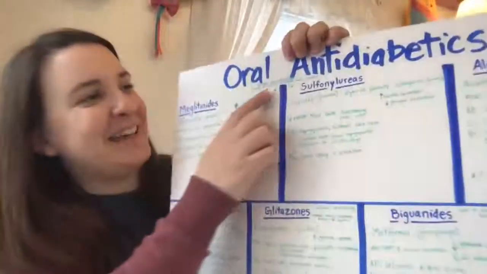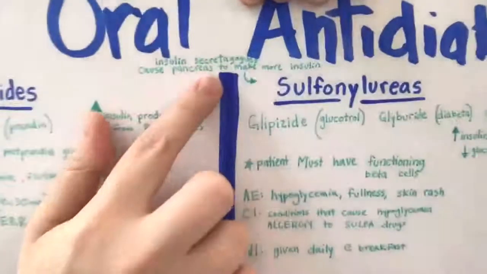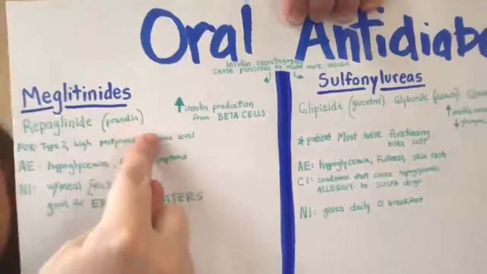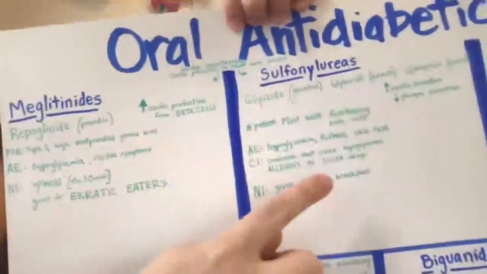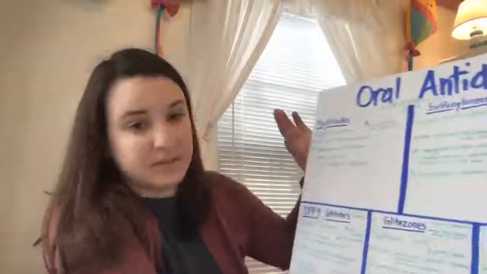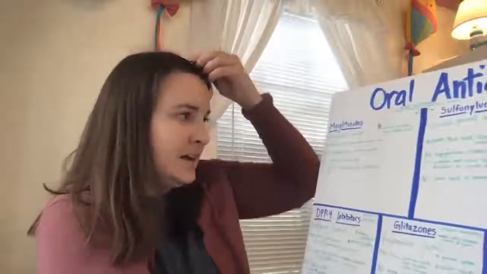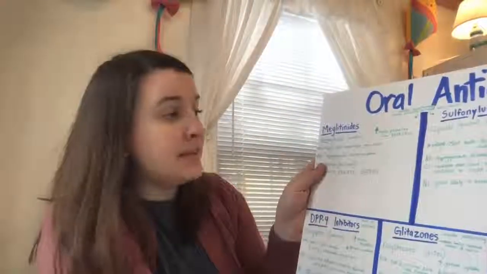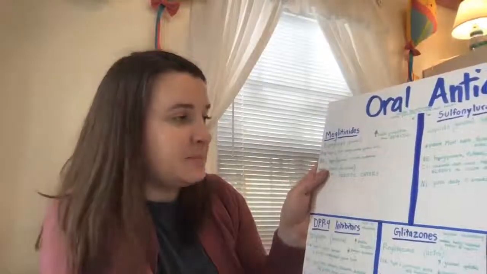I'm not going to be able to say that word correctly, but that's how you spell it right there. So these 2 drug classes, the meglitinides and the sulfonylureas, are going to cause the pancreas to increase making insulin. So specifically this drug class again, repaglinide is the drug. The adverse effects are going to be hypoglycemia and flu-like symptoms.